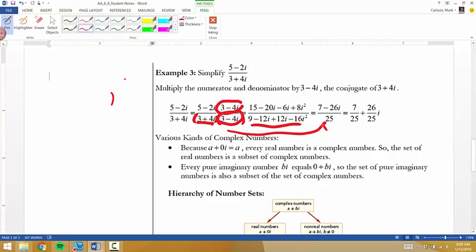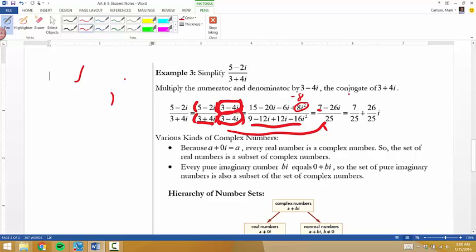Well, on top, I'm going to also have to use my FOIL method. So I'm multiplying using the FOIL method up there. First, outer, inner, and last. Now remember that this can become negative 8. So this right here is really negative 8. And that really is part of my real part. So when I put the negative 8 and the 15 together, that's where the 7 comes from. And then I've got a negative 20i and a negative 6i. That gives me my negative 26i.